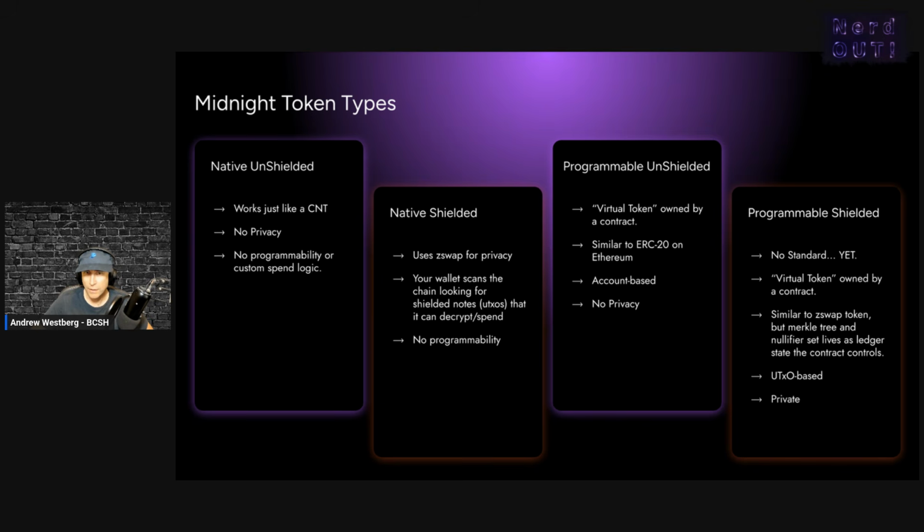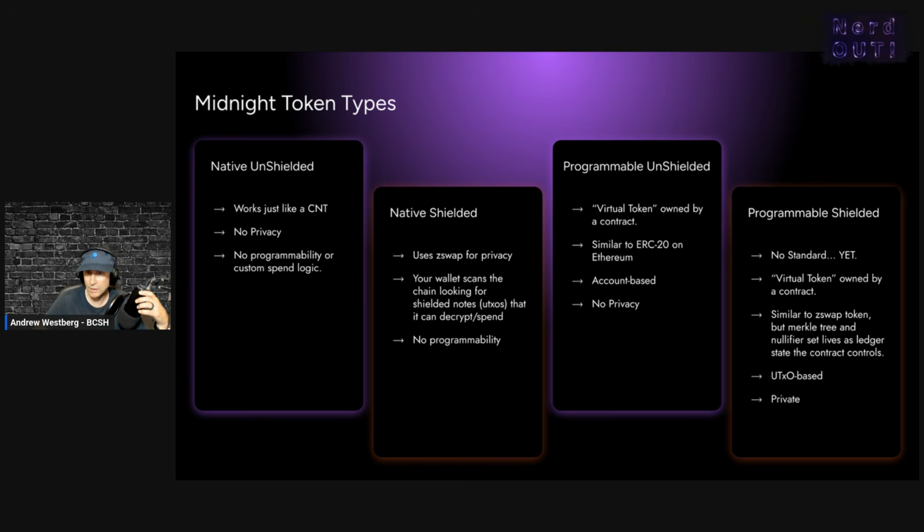So there are various different token types on Midnight. There are the two native token types, so this is supported by the Midnight Ledger directly. They have native unshielded tokens. This is like the Night token. It works exactly like a Cardano native token. There's no privacy, there's no programmability or custom spending logic. It's just a public token that lives in a public address in your wallet. If you spend it, move it, send it to a contract, anyone can see what's happening with this unshielded token.